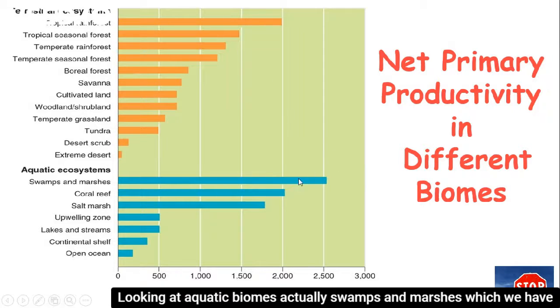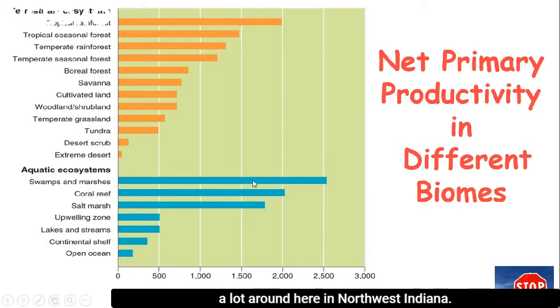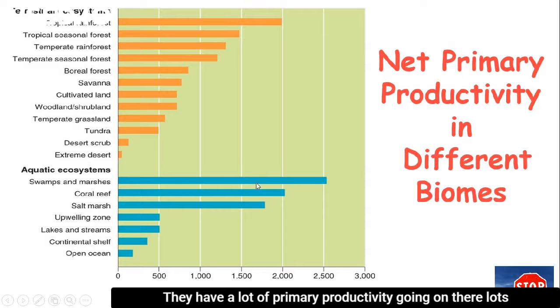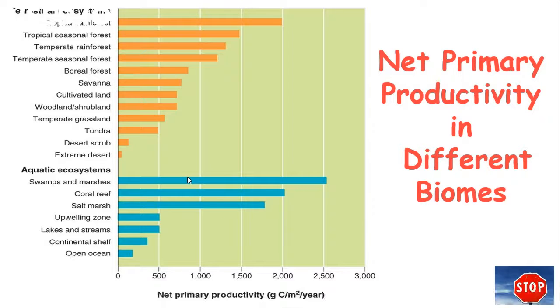And then looking at aquatic biomes, actually, swamps and marshes, which we have a lot around here in Northwest Indiana, they have a lot of primary productivity going on there. Lots of algae and trees and all kinds of plants. So you can compare and contrast the different biomes, which we'll get into more about in a future tutorial within this unit.